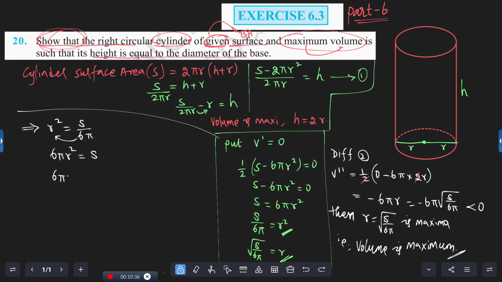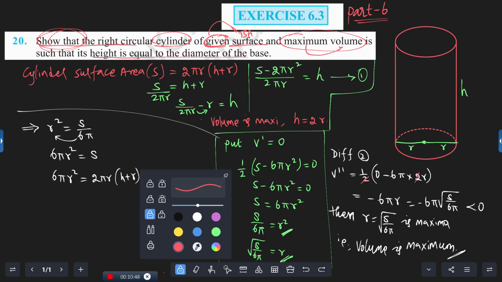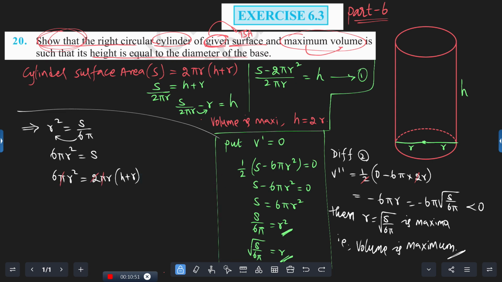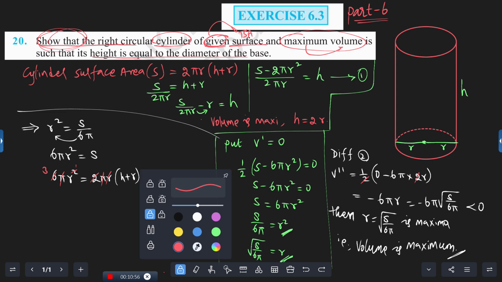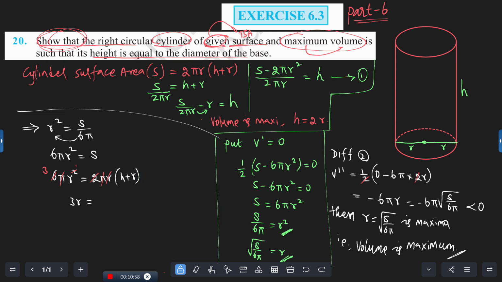S means surface area, that you can apply: 2 pi R into H plus R. This is the surface area S. Whatever is possible to cancel, cancel. Pi cancels, 1 time 3 time cancel, 1 R cancels. Then what is remaining? 3 times R equal to H plus R. Plus R, when you bring opposite, 3 times R minus R equal to H. Then 2 times R is equal to H. Hence proved.